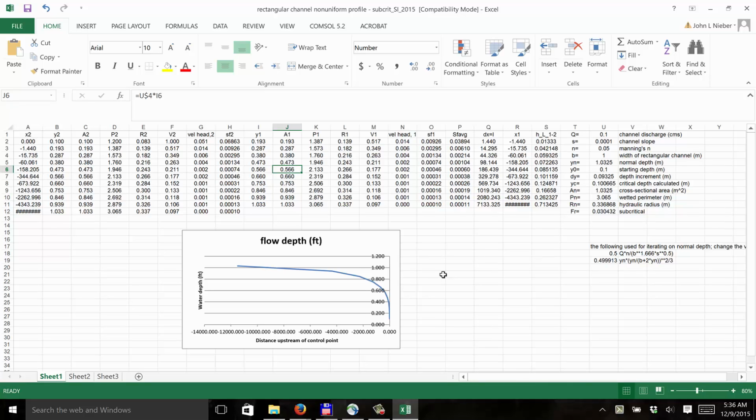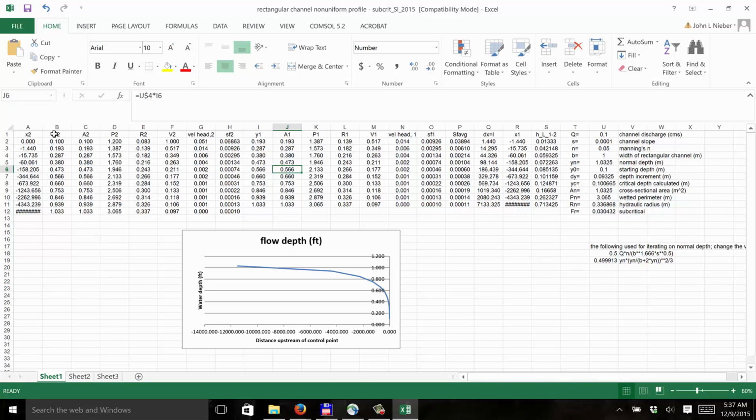The idea here is that you'll be able to calculate the water surface profile and compare it to the measured water surface profile from the laboratory. All right, so this spreadsheet happens to be for the case of subcritical flow, and I'll make a comment about subcritical versus supercritical flow a bit later in the video.